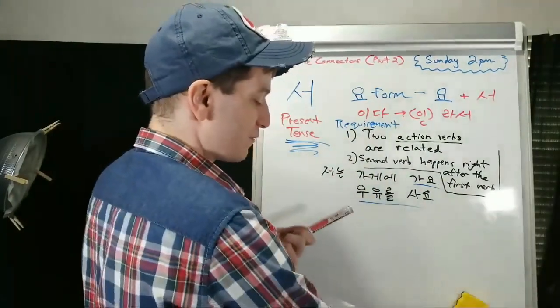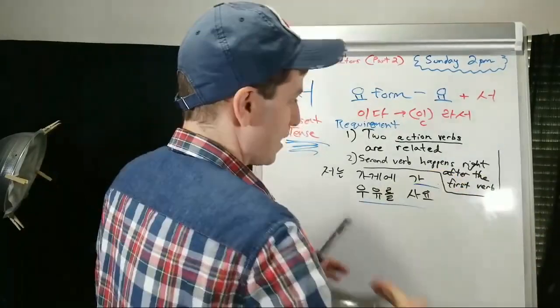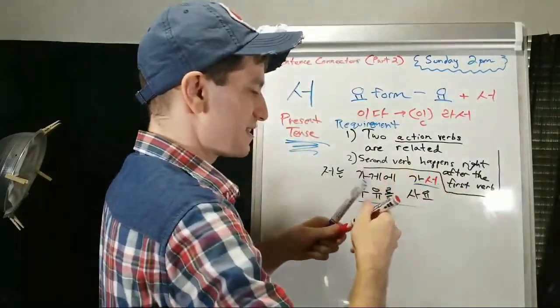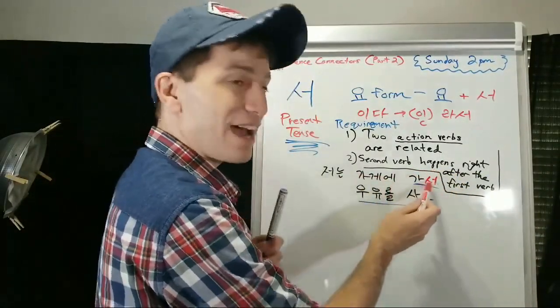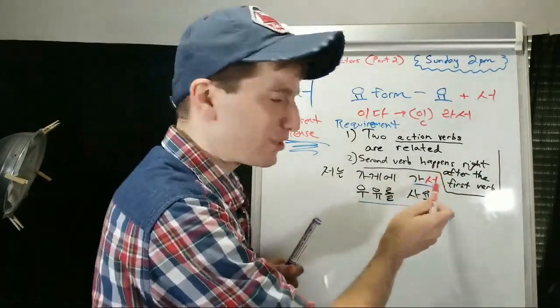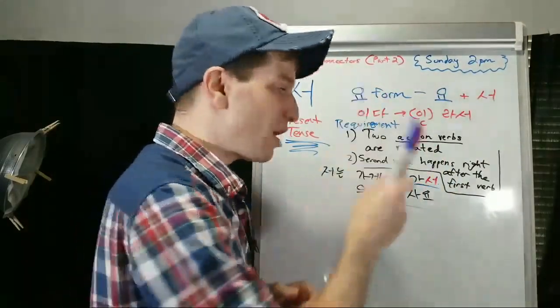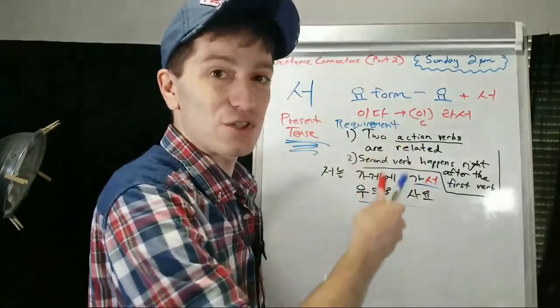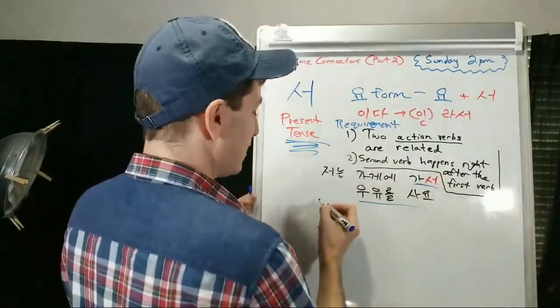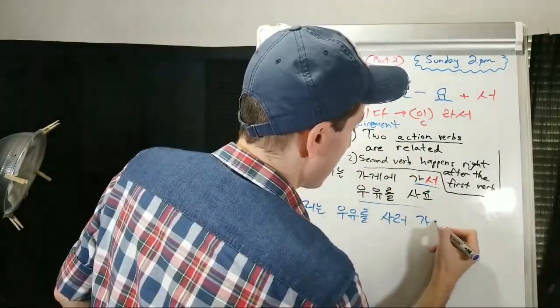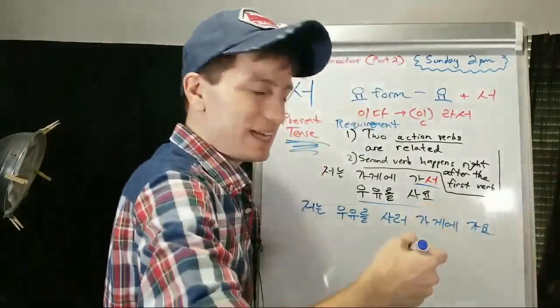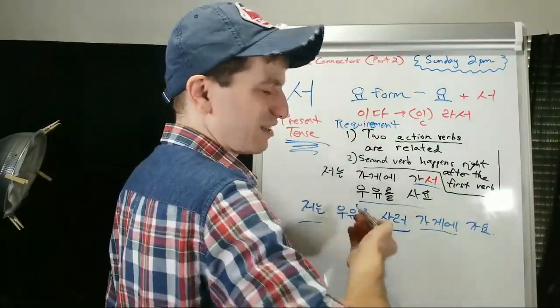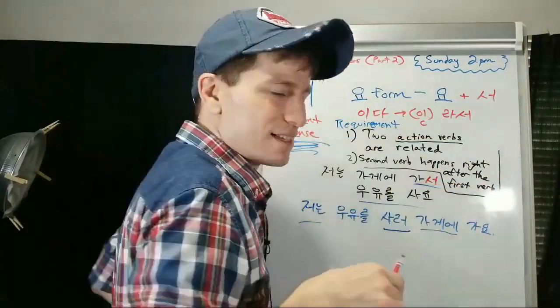So we can use this form. Remember, we just removed the 요 and we add the 서. Now we have the sentence, I go to the store, and then right after going to the store, I'm still at the store, I'm gonna buy milk. And this is a much more natural way to say I'm going to the store to buy milk. You could say directly, 저는 우유를 사러 가게에 가요. This literally means I am going to the store to buy milk. But this is a very flat and direct sentence.